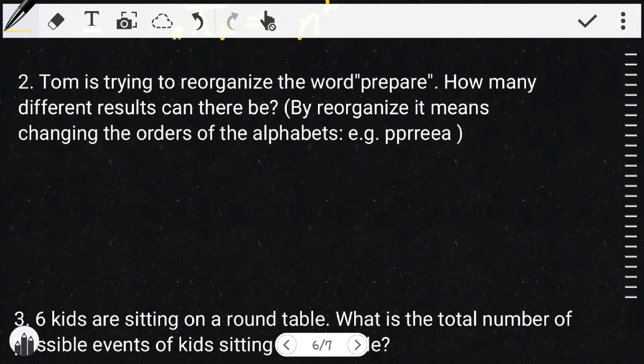Second, here. Tom is trying to reorganize the word prepare. How many different results can there be? By reorganize, it means changing the order of the alphabets. Example, P, P, R, R, E, E, A. So this is a permutation with repeated values.